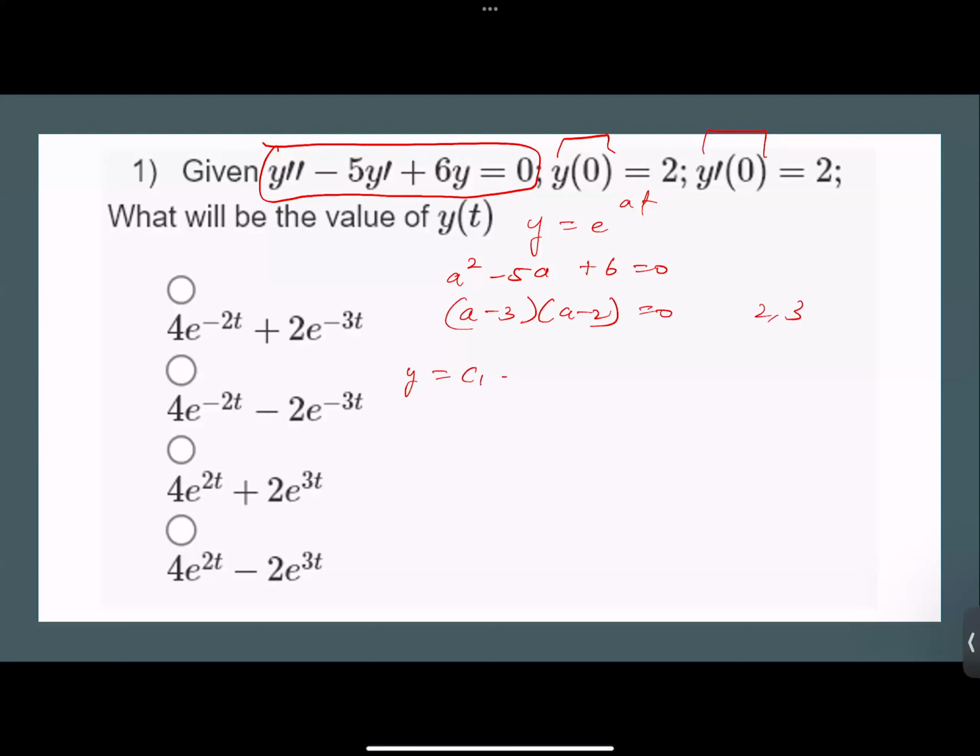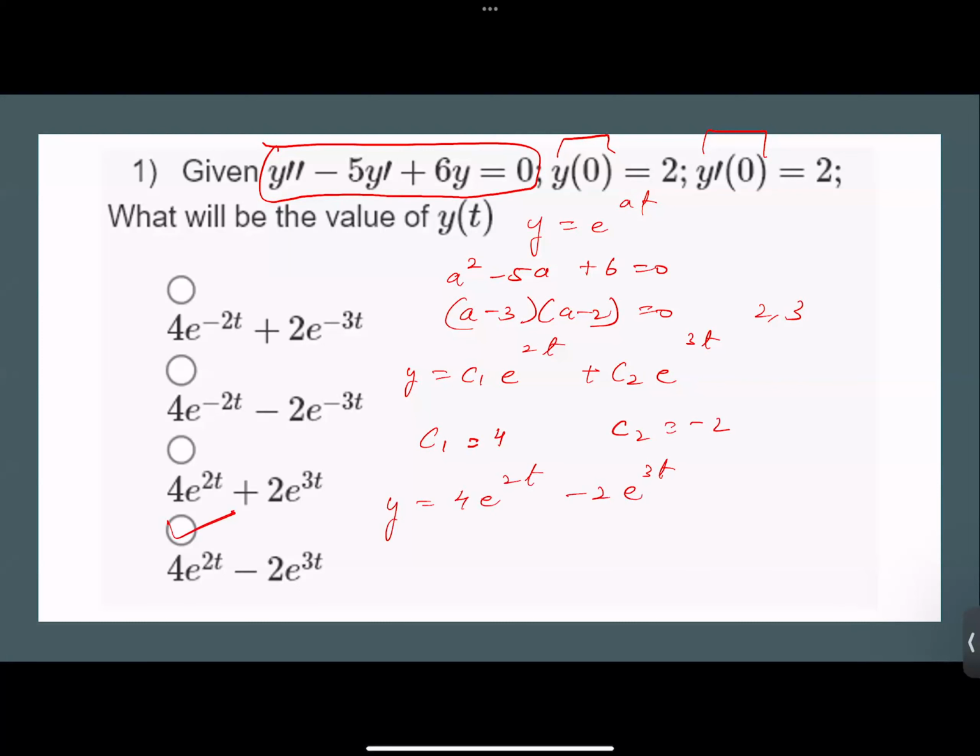So now if I write the solution, what do I get? I get C1 e raised to 2t plus C2 e raised to 3t. How do you find out C1 and C2? You use the initial conditions. Just substitute the initial conditions and you'll find C1 is 4 and C2 is minus 2. Let me know if I'm making some mistake here. So this is the final value you get: 4 e raised to 2t minus 2 e raised to 3t, which is this one, right?